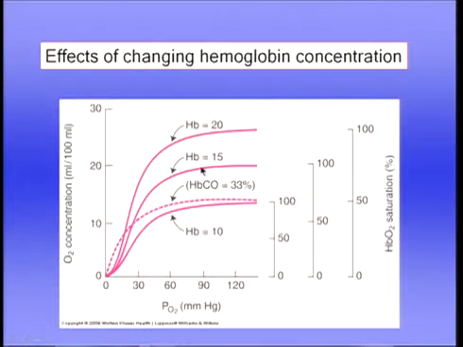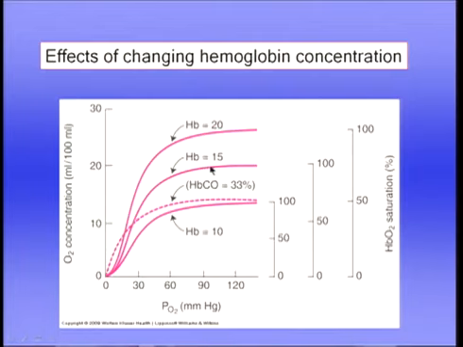Now it's important to understand the relationships between PO2, oxygen saturation, and oxygen concentration. Because in physiology generally, and certainly in clinical medicine, it's important to understand how various abnormal conditions affect these variables. So let's look at some of them here.